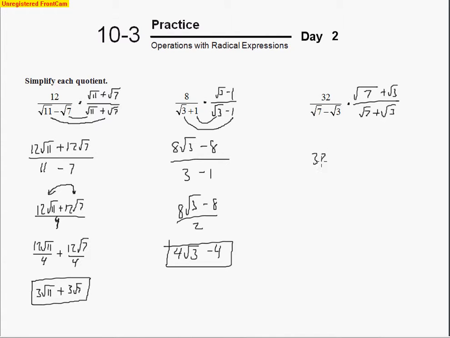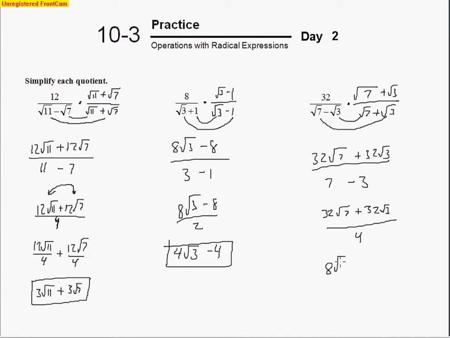I've got 32 square roots of 7 plus 32 square roots of 3. So looking at the denominator, the square root of 7 times the square root of 7 makes 7. Square root of 3 times the square root of 3, well, that's going to make 3, but a minus sign because 1 negative. Again, the outside and the inside terms are canceling out. That's why we'd use the conjugate. And so I'm left with 32 square roots of 7 plus 32 square roots of 3, and this is all over 4. Well, 4 goes into both these terms, so our answer is 8 square roots of 7 plus 8 square roots of 3.